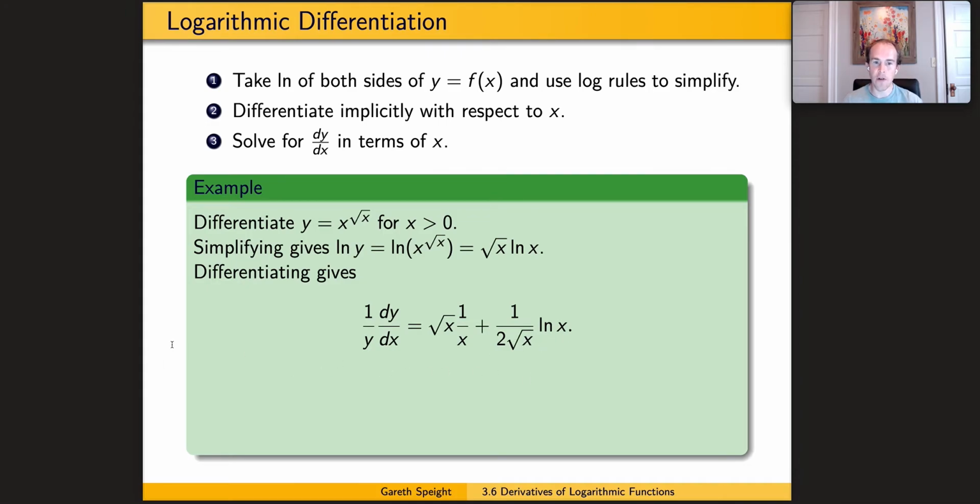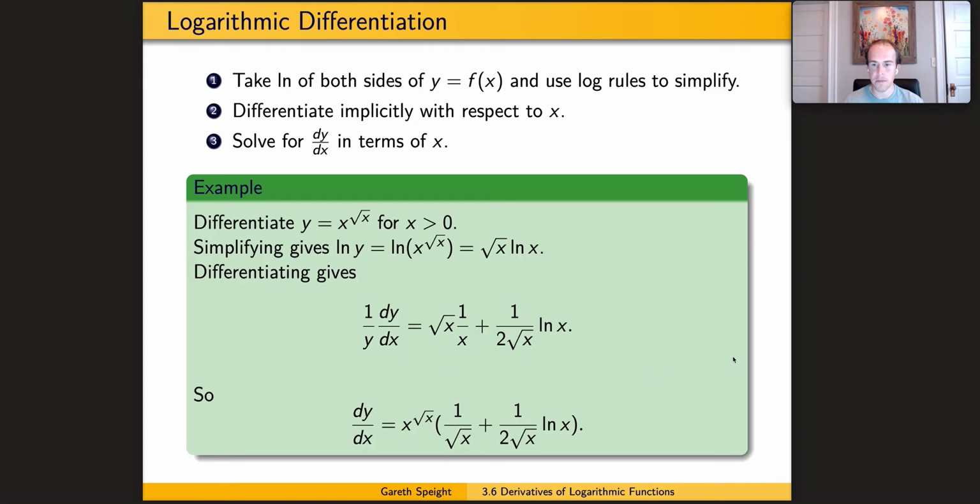And now we want to solve for dy dx. So if we want to do that, we should multiply both sides by y. So we're going to get dy over dx equals y times whatever this was. And then we have to replace y by what it was in terms of x. And luckily, when we do this, we're starting right with our formula for y. So dy dx is going to be x to the power of square root x, here was the y, times whatever we got in the first step. Okay, here there was a square root x, there was a 1 over x. We just cleaned them up into 1 over square root x.